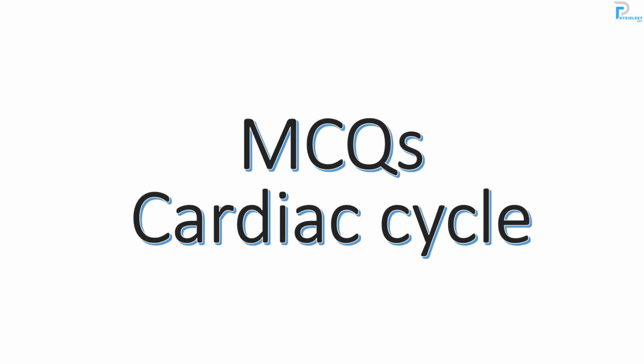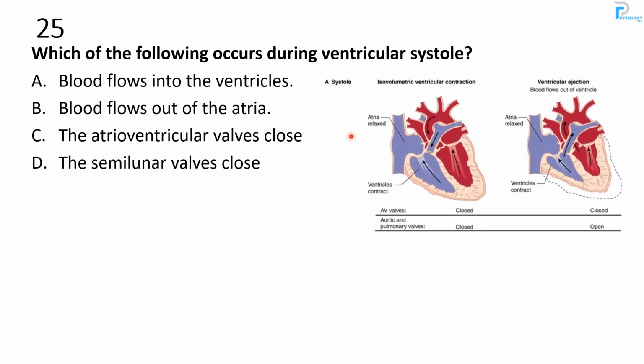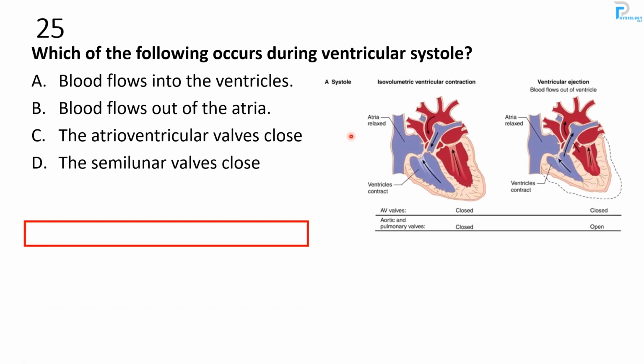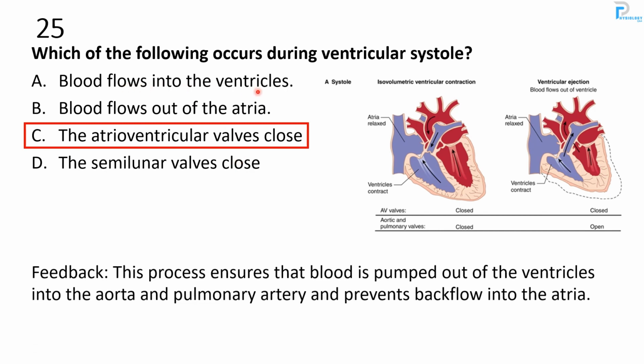Following occurs during ventricular systole. Ventricular systole means contraction of the ventricle. So during contraction of the ventricles, the blood is pumped out of the ventricle to the aorta and pulmonary. So the semilunar valves have to open and AV valves have to close so the blood doesn't go back into the atria. Other options here are wrong because blood flow into the ventricle happens during ventricular diastole, not systole.